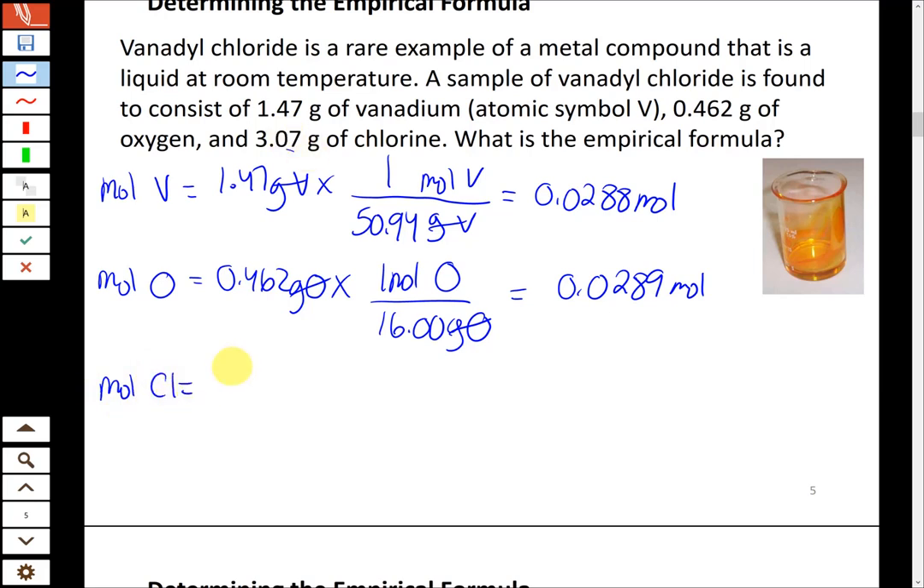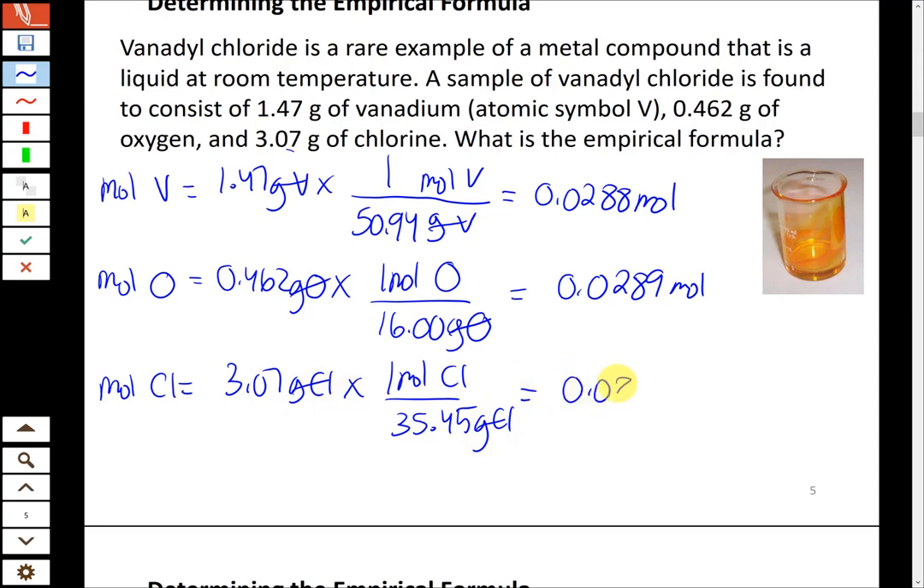So its mass is 3.07 grams in this compound. And the atomic mass of chlorine from the periodic table was 35.45. Again, all these atomic masses you get straight off the periodic table. We're doing it for elements, so we just have to read them straight off. And we get 0.0866 moles.